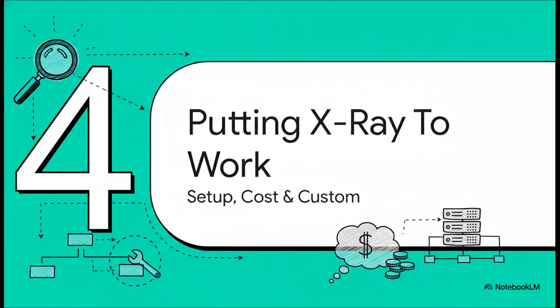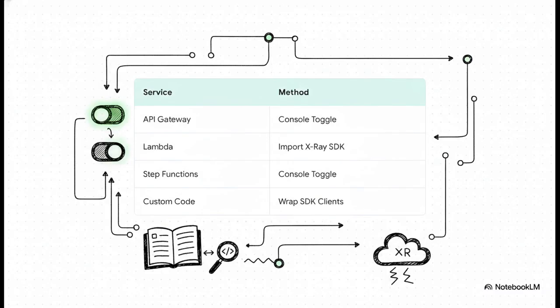Great questions. So in Section 4, let's get into the nitty-gritty, putting X-ray to work. We'll talk about the setup, the cost, and all that good stuff. And here is the best news. Getting started is way easier than you'd think. For a ton of AWS services like API Gateway or Step Functions, it is literally just a checkbox. You just toggle it on in the console. For your own code, like in a Lambda function, you just import the X-ray SDK. We are talking about adding a few lines of code, not a massive rewrite of your whole application.